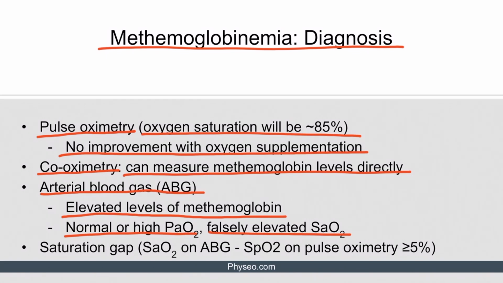SaO2 will be falsely elevated because blood gas analyzers typically measure only the PaO2 and subsequently calculate the predicted SaO2 value based on the PaO2. Arterial blood gas showing a falsely elevated oxygen saturation when routine pulse ox shows a low oxygen saturation is known as a saturation gap, and a gap of more than 5% is strongly suggestive of methemoglobinemia.